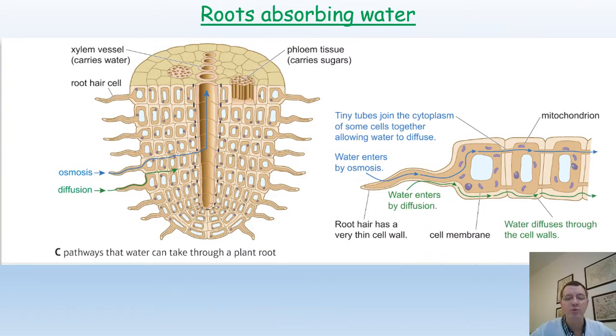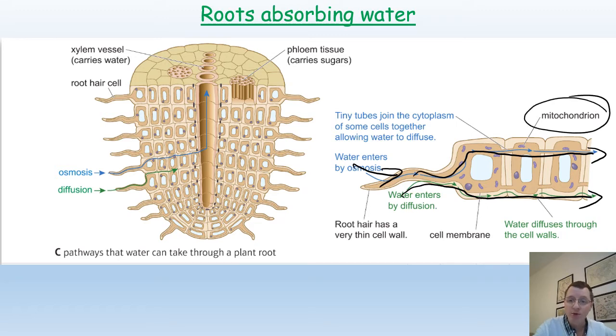So here we can see those two diagrams more clearly. The water entering by osmosis because of the active transport, whereby all the minerals have been actively moved into the root hair cell to create the correct concentration gradient for water to follow by osmosis. And that water can then move by osmosis from cell to cell to cell all the way to the xylem. And of course the minerals also move by active transport from cell to cell to cell to the xylem. And here is the second pathway where the water is moving through the cell wall by diffusion.